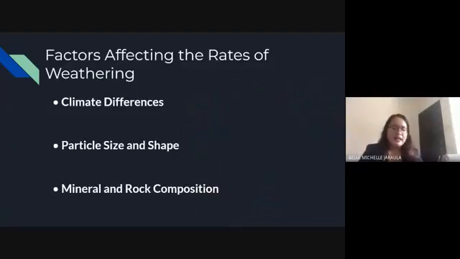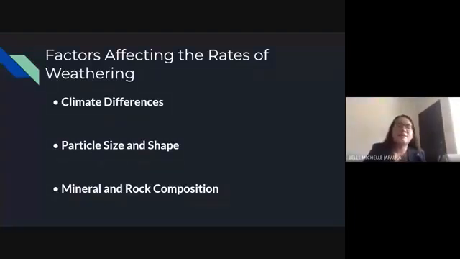So the next one is the factors affecting the rates of weathering. Number one is the climate differences, the particle size and shape, and mineral and rock composition. So some rocks are resistant. Climate differences can affect weathering, same as wind abrasion and ice abrasion, which are examples where climate difference plays a major role.